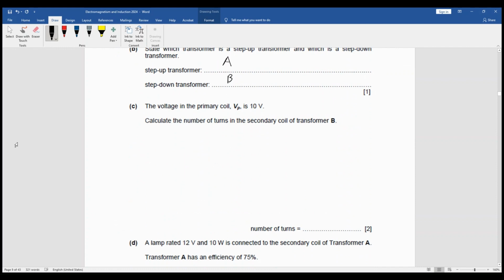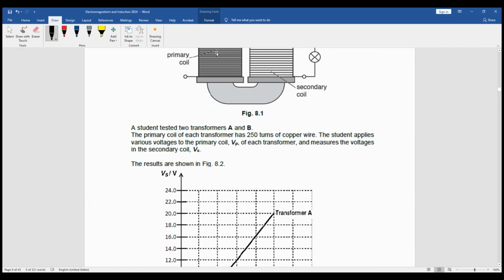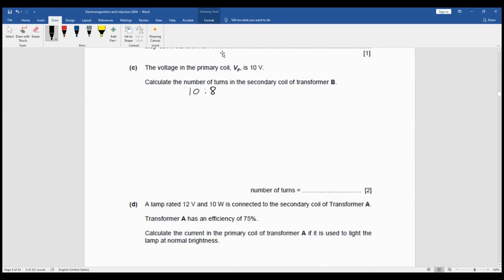So 10 is to 8. So the primary coil has 250, right? Yes. So if this is 250, I prefer this ratio way of doing. So times 25, times 25. This will give me 200 turns. So number of turns is 200. Okay.